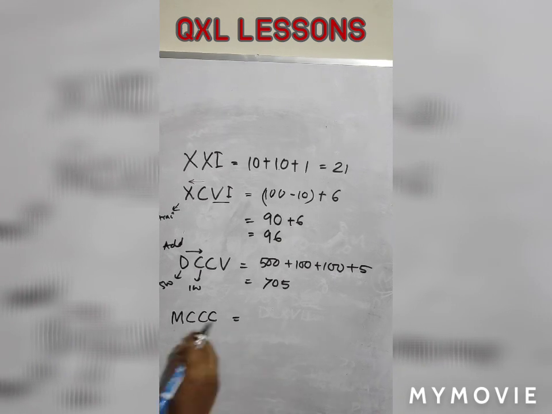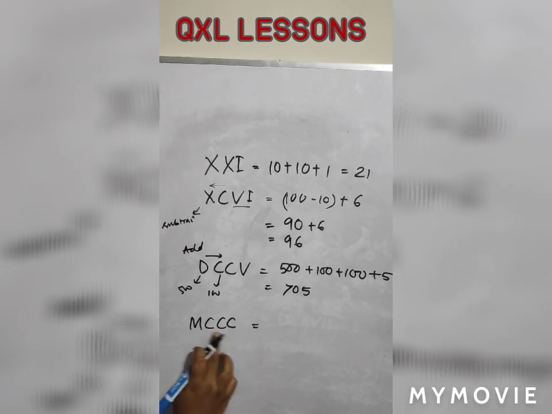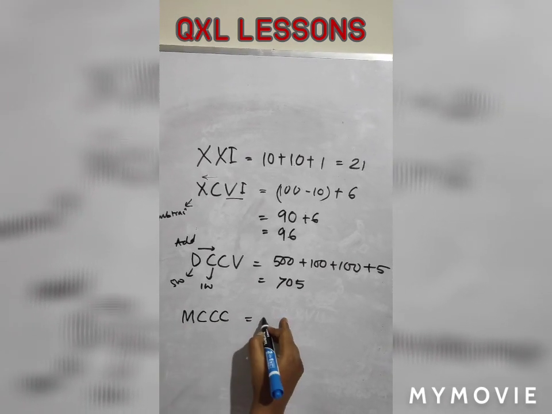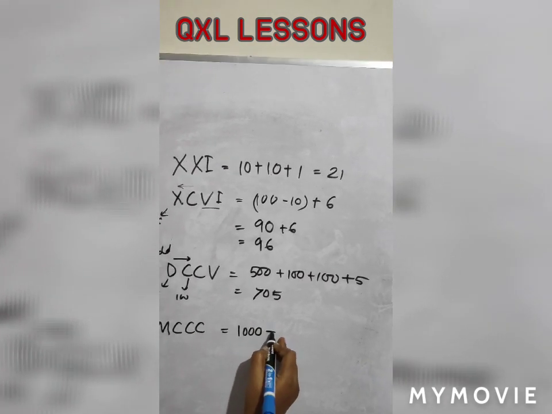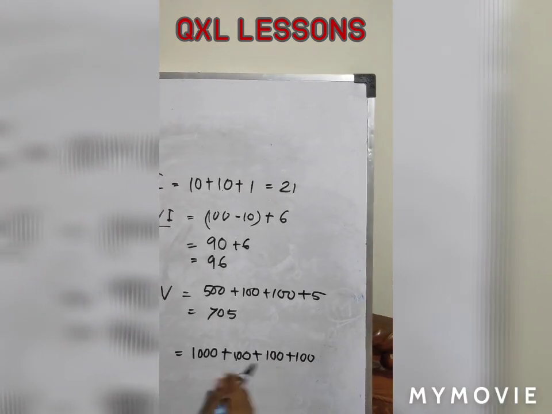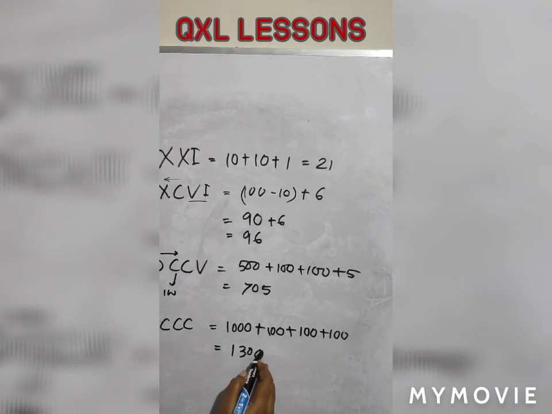Let's take one more example, MCCC. M is 1000 and C is 100. Since the smaller number is to the right of the larger number, we have to add. So 1000 plus 100 plus 100 plus 100 gives me 1300.